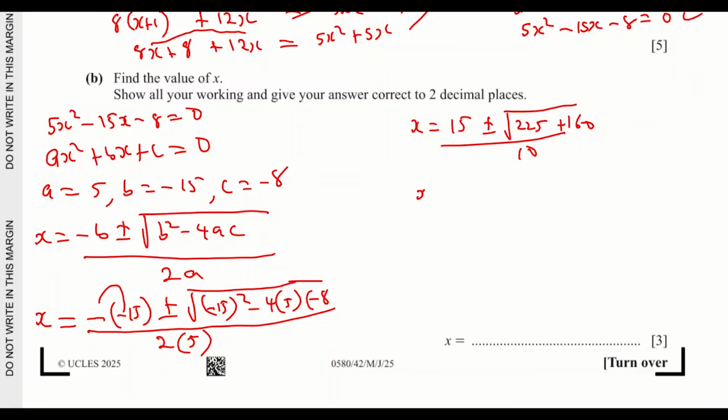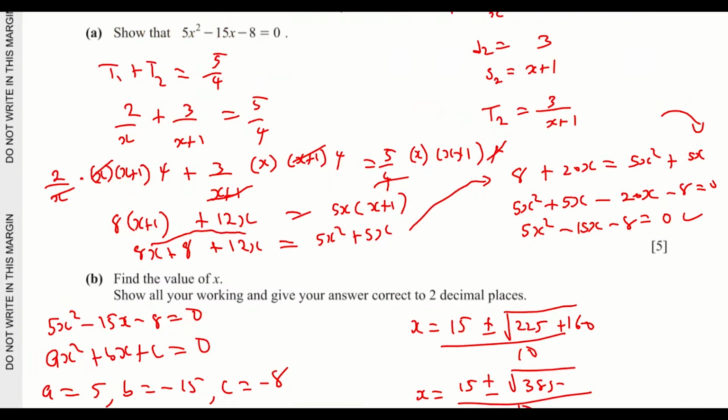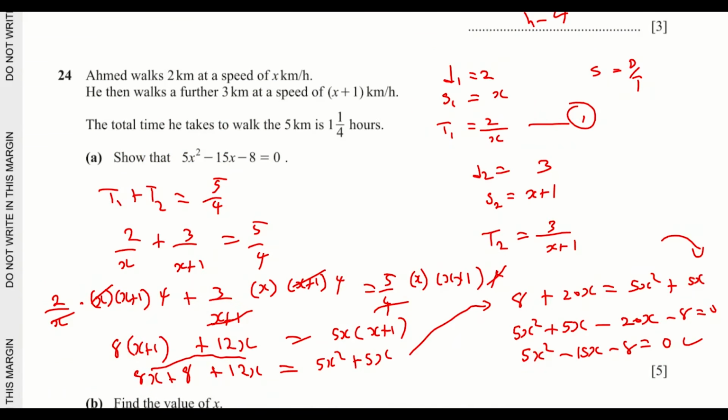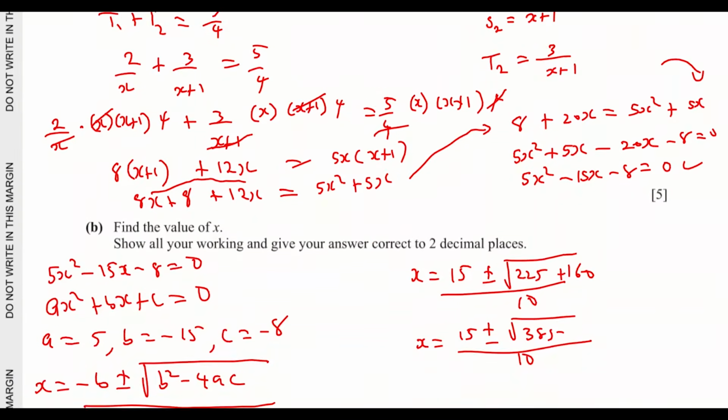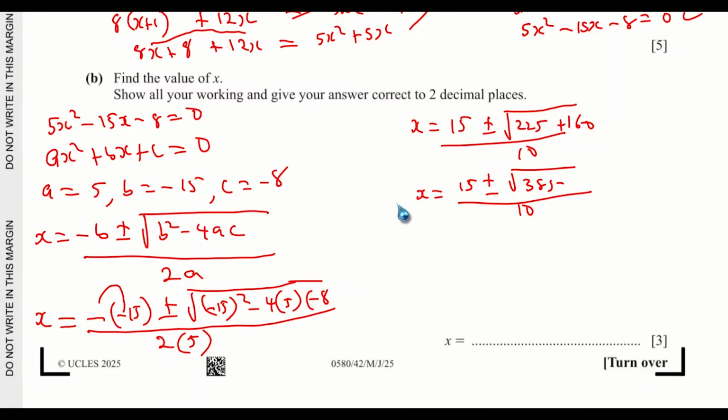So this will give us x equals 15 plus or minus the square root of, this adds up to 385, over 10. But here x must be positive. We need the positive value of x, because we are dealing with distance, and there's no way you can have a negative distance. So we need the positive value.